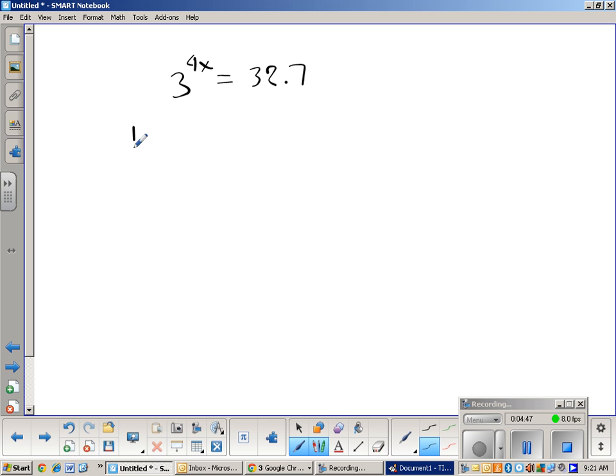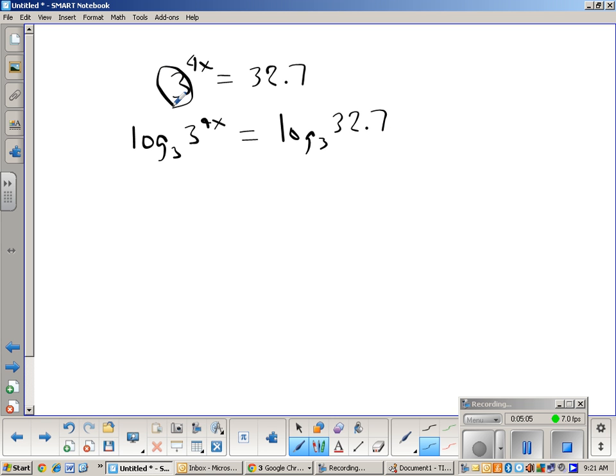The book is going to say, let's make this log base 3 of 3 to the 4x equals log base 3 of 32.7. What they're doing is, because this is a 3, they're going to use base 3 and take the log of both sides. I understand why they want to do that here, because remember that rule I showed you that says log base b of b to the n is equal to n? Remember I gave you that rule when I gave you the other rules? Well, that means all of this on this side is simply equal to 4x.